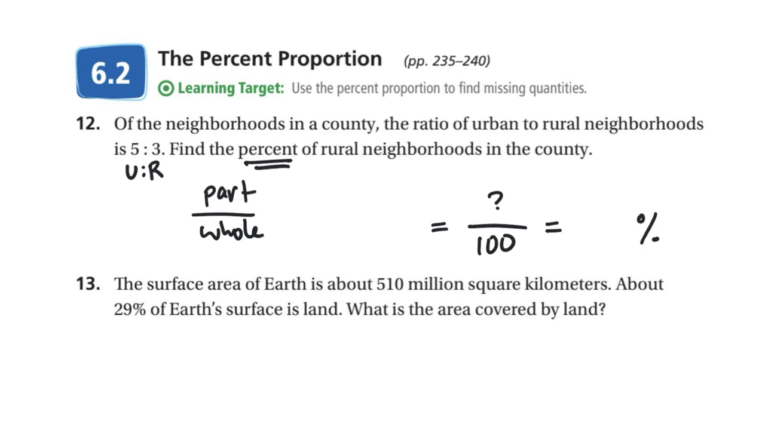So what part are rural? We're looking for rural. Well, 3 of the neighborhoods are rural out of a total of 8. And then 3/8 as a decimal. We did this earlier, right? 3 divided by 8 is 0.375.